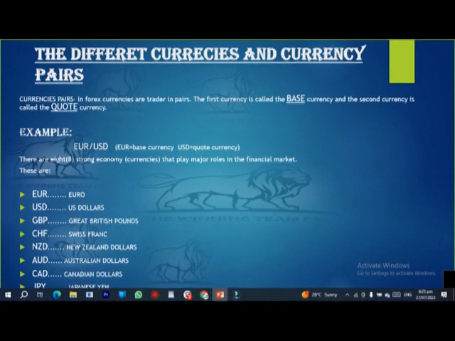We have the Euro, the USD, the GBP, the CHF, NZD, AUD, CAD, JPY. They are the 8. So for you to know the major pairs, just take out the US dollar and then match it with the rest. But you don't match it anyhow. You are going to look at how it is being matched. Just take out the US dollar and then it will go with all of them.